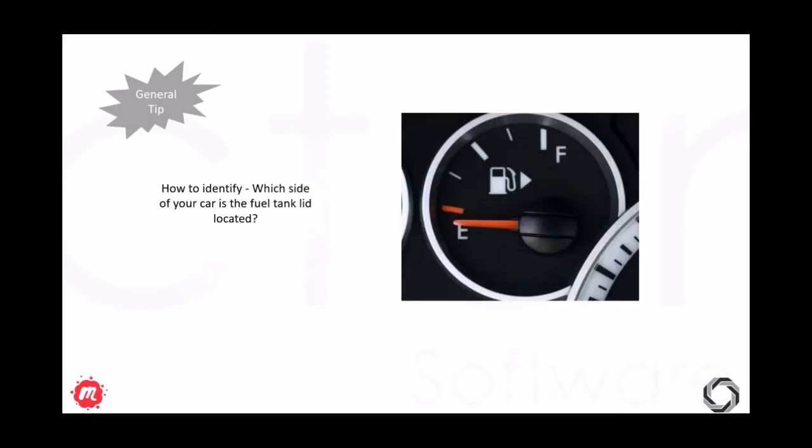Have you ever wondered when you arrive at a petrol station, which side of your car the fuel tank lid is located? Well, the answer lies in a small symbol on your dashboard that you may have overlooked. Just look for the little arrow or a triangle near the picture of your fuel pump. The arrow indicates which side of the car the fuel tank lid is located. If the arrow points right, the car fuel tank lid is on the right. And if it points left, then it's on your left. I hope this tip will be helpful when you go to the petrol station next time.